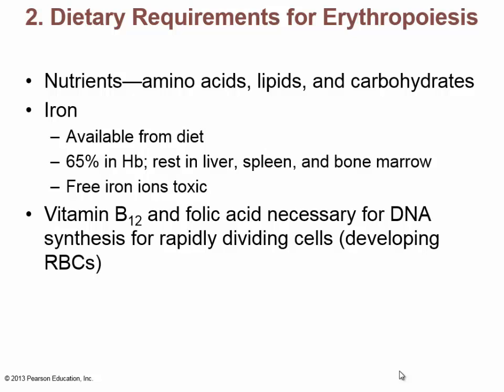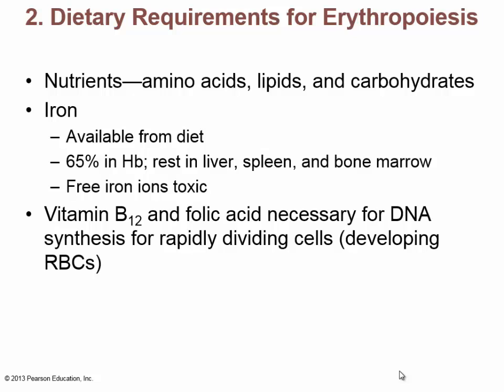Now, 65% of all the iron in your body is stored in the hemoglobin. It's all the little iron molecules at the middle of those hemes. So 65% of the iron in your body is stored in hemoglobin. The rest of the iron is stored in the liver, the spleen, and the bone marrow. Iron has to be bound up to something. An iron ion all by itself is actually a toxic substance. So it's bound to something. It might be to oxygen, it might be to something else, but it's bound up. But most of it's in hemoglobin.